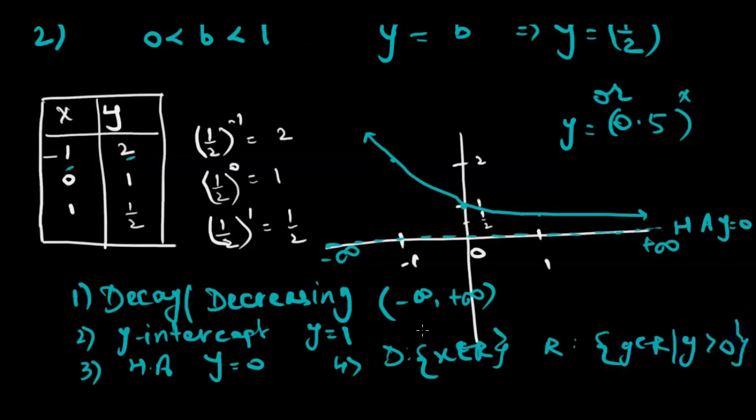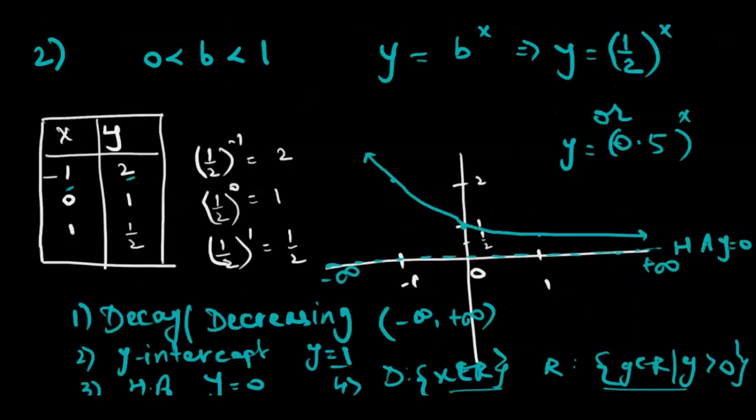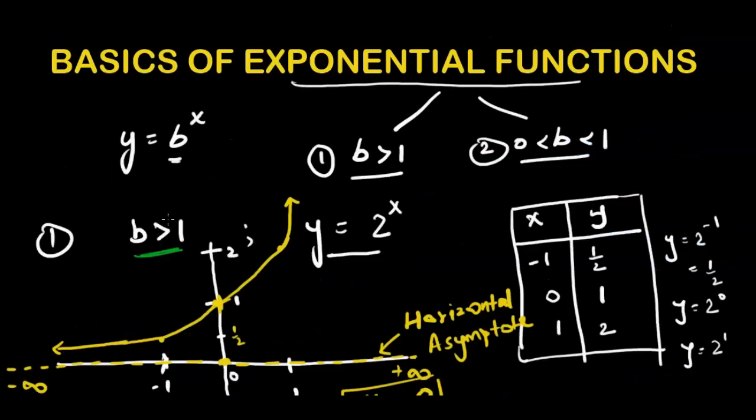So we notice that domain and range for all the functions are similar. Y-intercept is similar, horizontal asymptote is similar. The only difference between the graph where b is greater than 1 and where b is in between 0 and 1 is that when b is greater than 1, there is an increasing graph, whereas when b is in between 0 and 1, the graph is a decreasing graph. So we can finally conclude here that b greater than 1 is a growth graph and b in between 0 and 1 is a decay graph. All of the other characteristics are similar no matter what the value of b is.